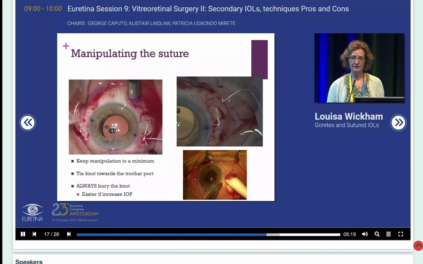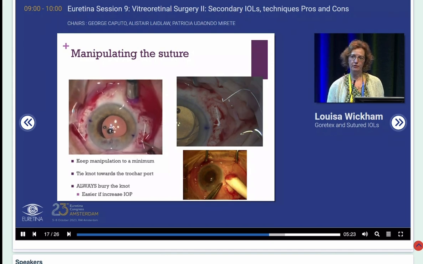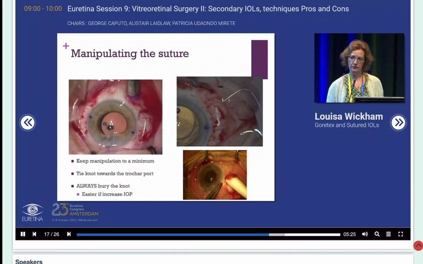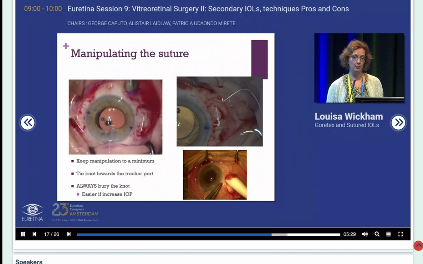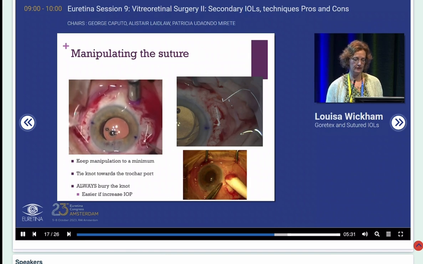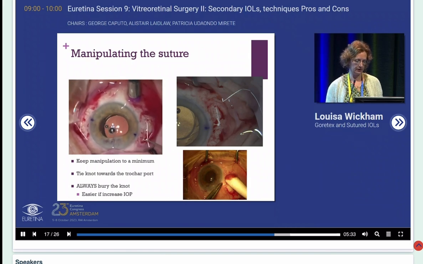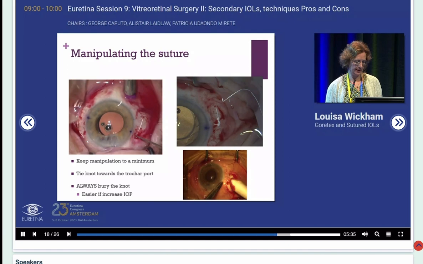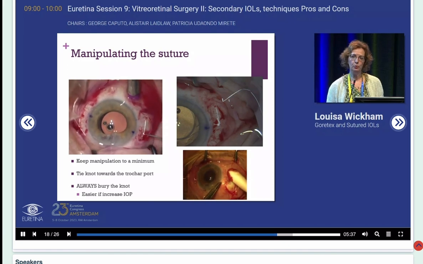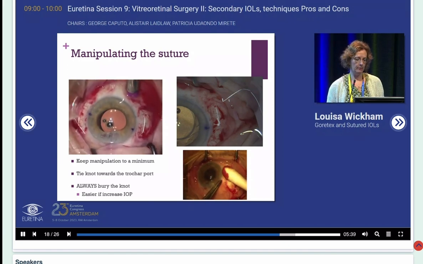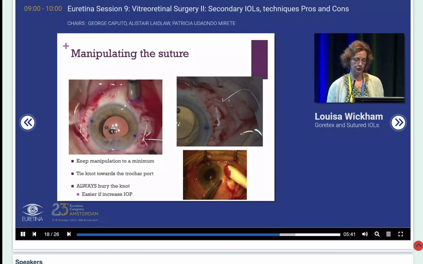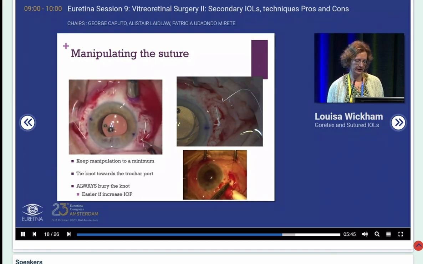The other thing that is absolutely vital with these lenses is you have to bury the knot. You cannot leave it on the scleral surface, and you have to make sure that you bury it properly. If the suture ends are still sitting in the wound, they will cause areas of scleral thinning, as you can see here. It's also important not to touch the suture as much as possible with your forceps, because you'll cause compression injuries to your suture, as you can see here.